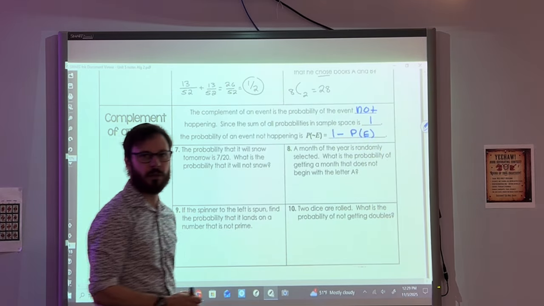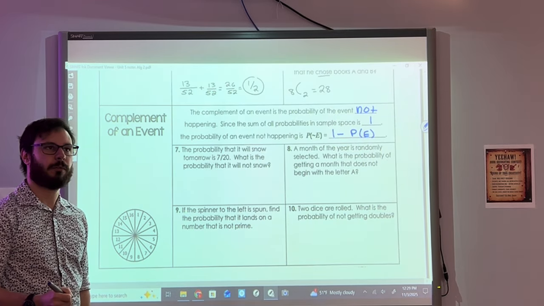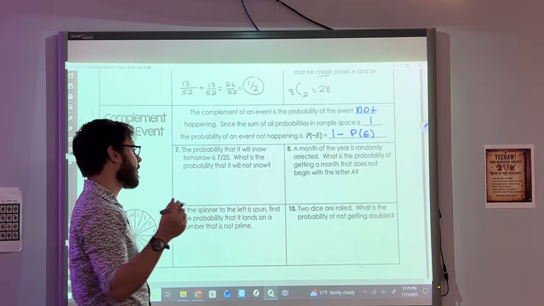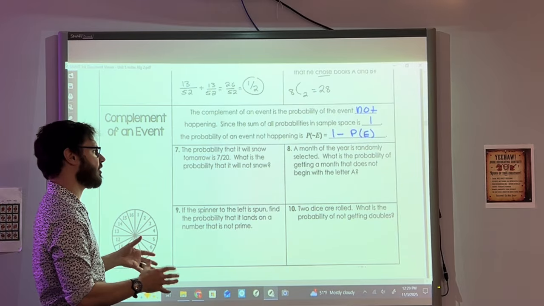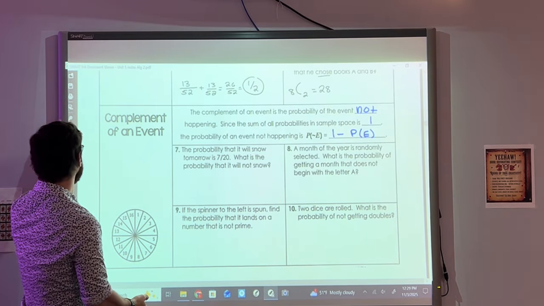Now that's a complicated way to say it. Let's just jump into examples and see if it makes sense, because everything always makes more sense once you start doing a problem based on it.